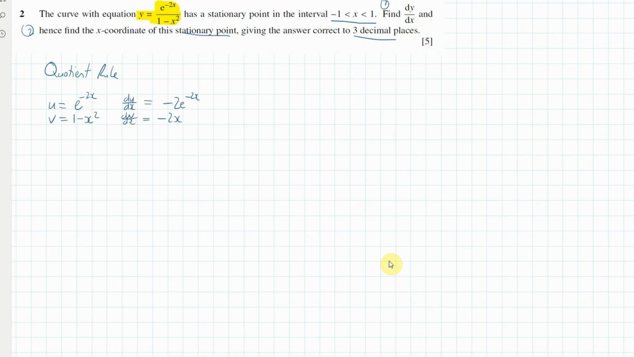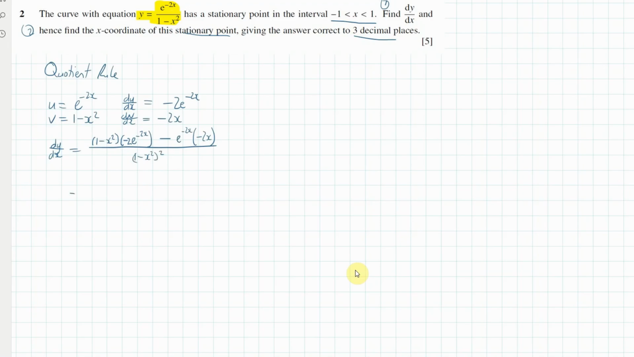Now I pop that into my quotient rule, so dy/dx is therefore equal to, I take my v, bracket, 1 minus x squared, and then I'm going to multiply that by my minus 2e to the minus 2x, and then we're going to subtract from that u, which is e to the minus 2x multiplied by minus 2x, and this is all of course over v squared, which is 1 minus x squared all squared.